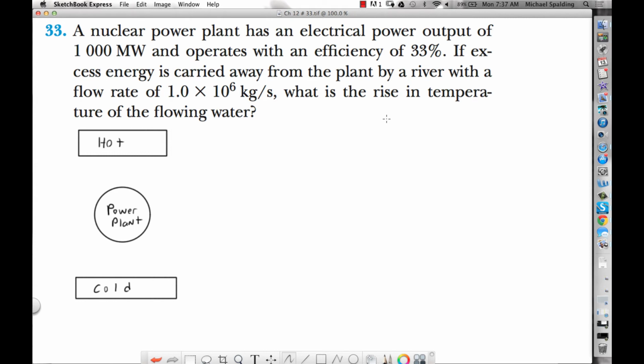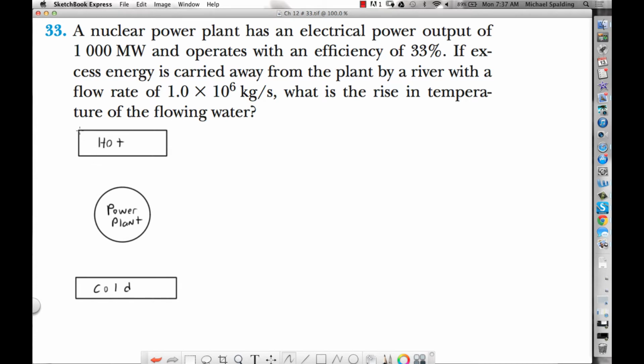So here we have a nuclear power plant. The nuclear power plant has an electrical power output of 1,000 MW, megawatt. Okay, so on this diagram, all heat engines can be diagrammed like this.